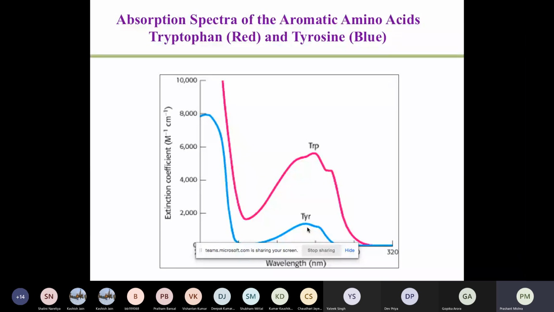This will be reflected also in protein, because protein will be made up of tryptophan and tyrosine, at least in part. Not all, but some of the amino acids will be tryptophan and tyrosine, and that is why they will show absorption in the range of 280 nanometers. Is this concept clear?